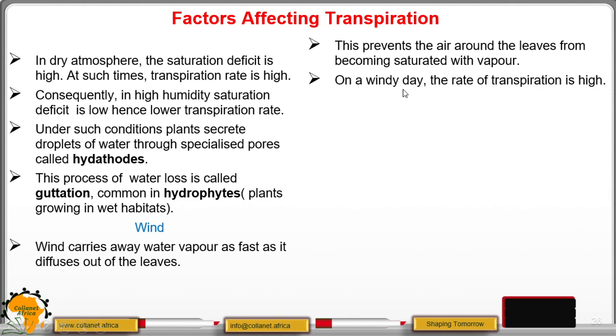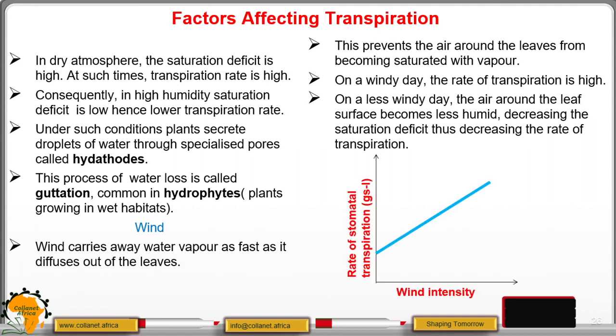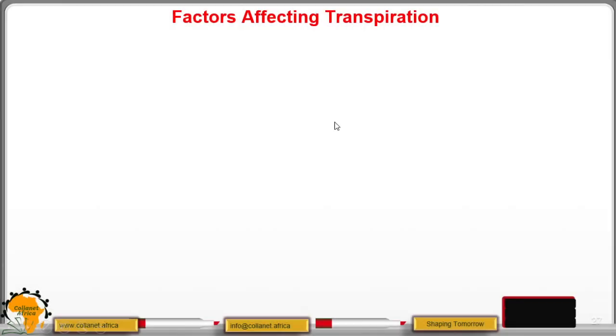And on a windy day, the rate of transpiration is high because wind carries away water vapor immediately. On a less windy day, the air around the leaf becomes more humid, decreasing the saturation deficit, thus decreasing the rate of transpiration. So the rate of transpiration increases as the wind intensity increases.